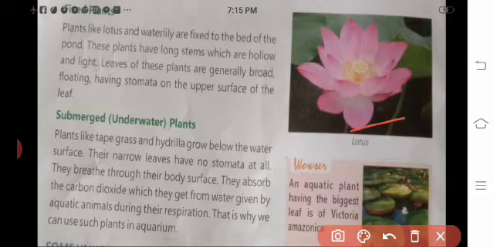Submerged plants means plants like tape grass and hydrilla that grow below the water surface. Okay, children? They absorb carbon dioxide. Submerged plants absorb the carbon dioxide which they get from the water, given out by the aquatic animals during respiration. That is why we can use such plants in an aquarium.